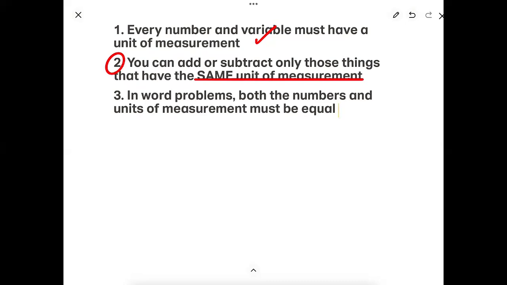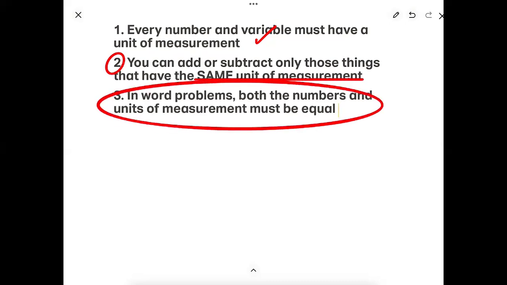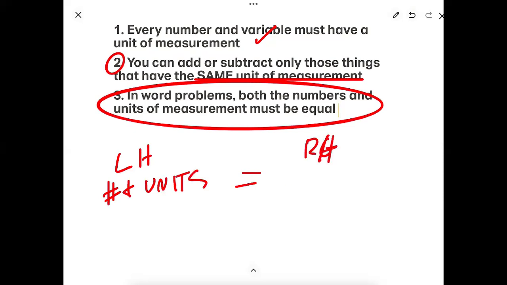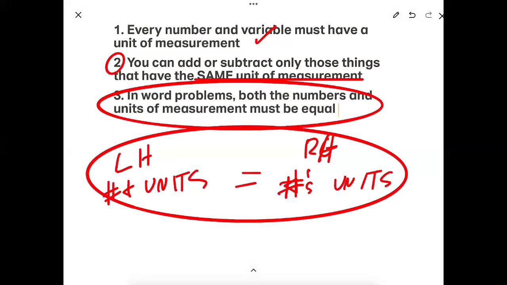And then the last thing is that when you have word problems, everything on the left-hand side of the equation, the numbers and the units, have to match what's on the right-hand side of the equation, the numbers and the units. That's the key. When you set up your equations, they have to be balanced. The units have to match and the numbers have to match. All right, so that's the end of this video. I'm going to show you how to use these 3 rules to solve almost any word problem.